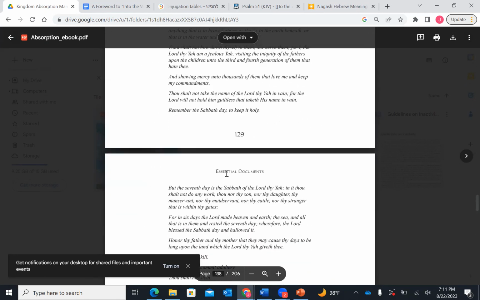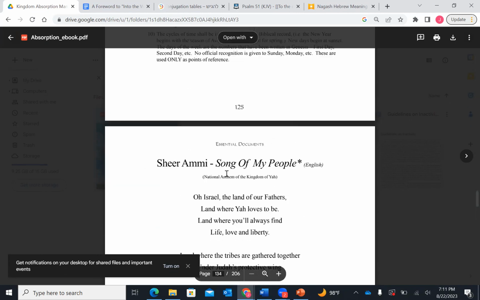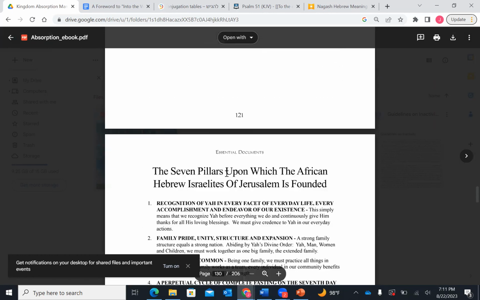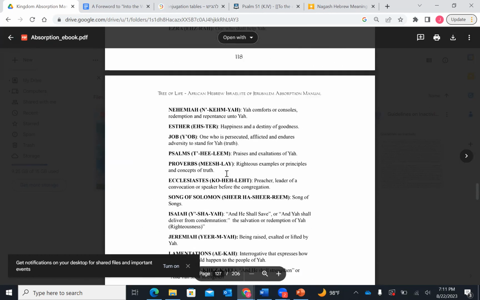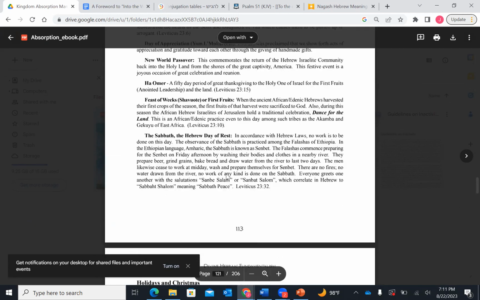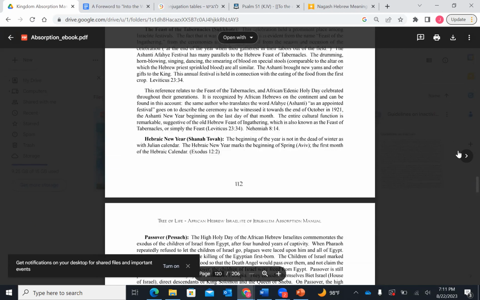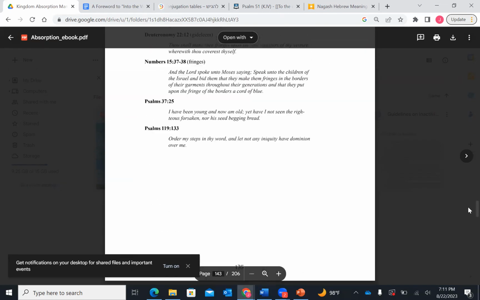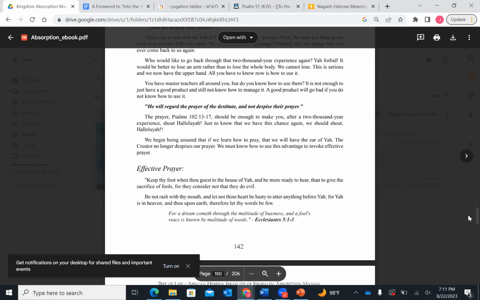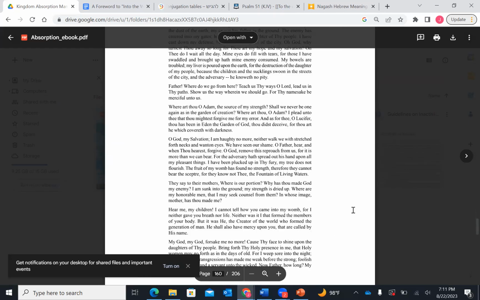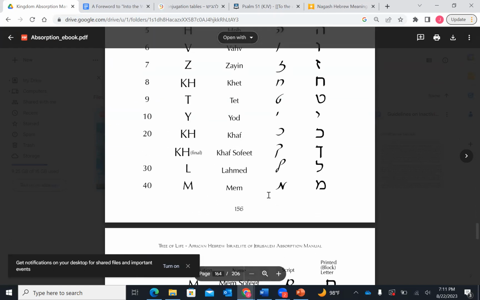This is the Kingdom Absorption Manual. The kingdom has this manual for people who wanted to come into the kingdom but were new to Hebrew, new to the whole Hebrew movement. So they created this manual that you can go through. It has workbooks and stuff. It talks about some Hebrew letters and Hebrew prayers and other things that you could do. Now, would you clarify for me, kingdom?